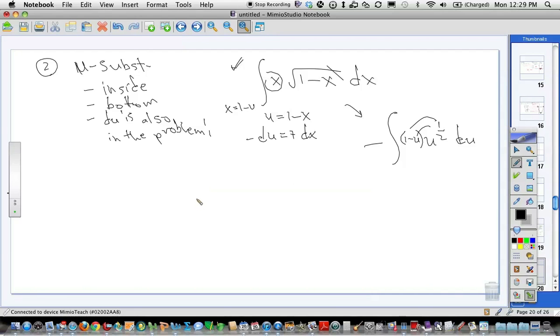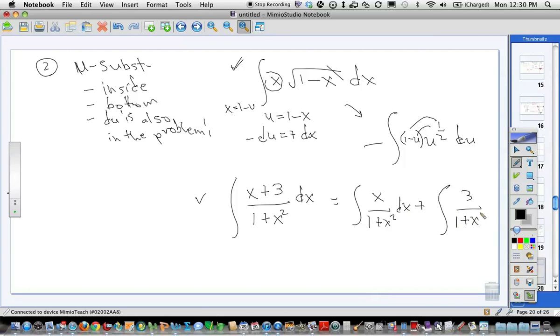Oh, okay, I remember what the other one was. Okay? What if you get, this was an example of one we had. X plus 3 over 1 plus x squared. What are you going to do there? Split them up. This was one of those problems we had where we said you split that up. This would be x over 1 plus x squared dx plus 3 over 1 plus x squared dx.